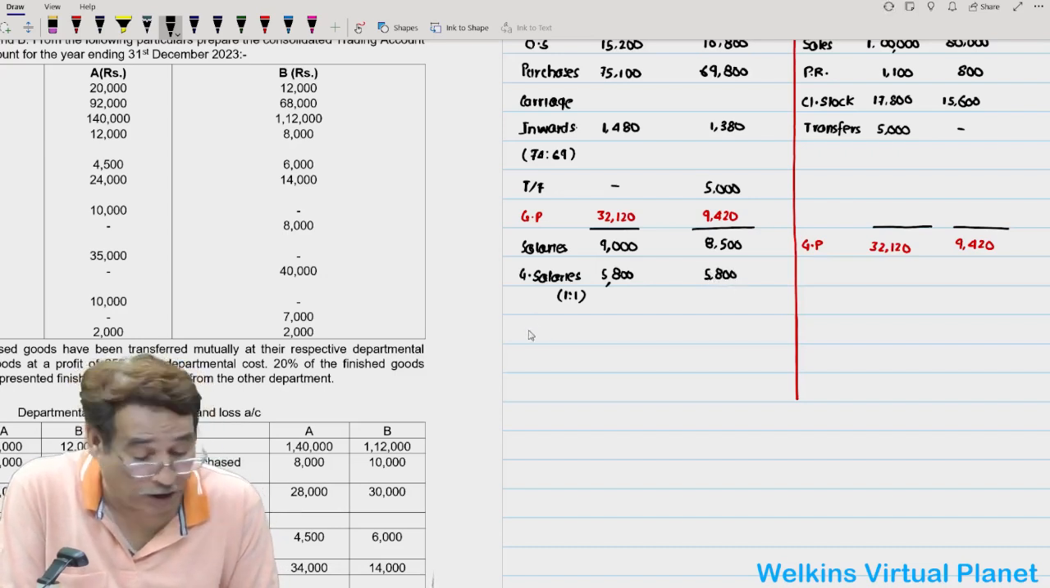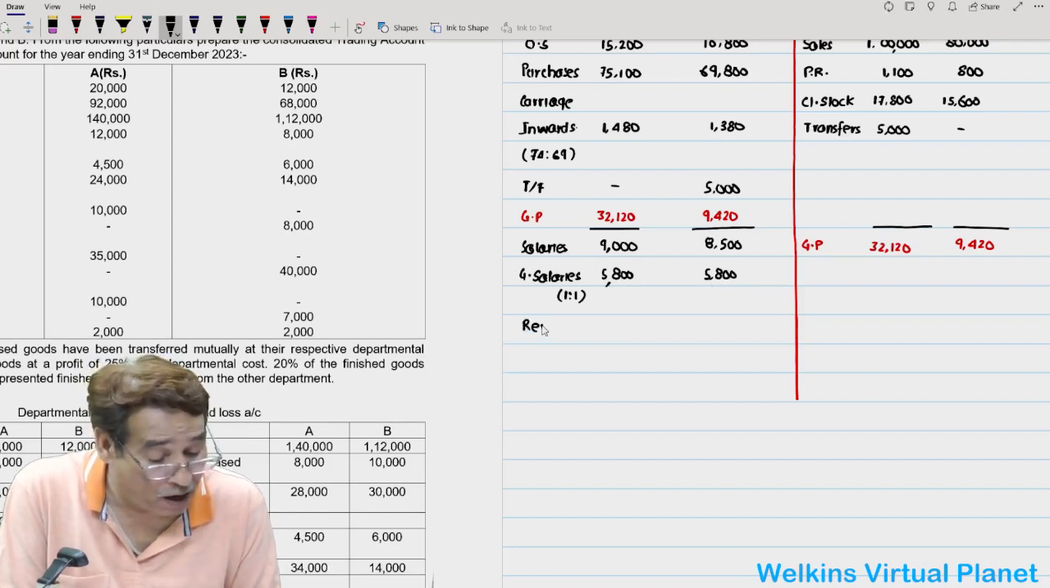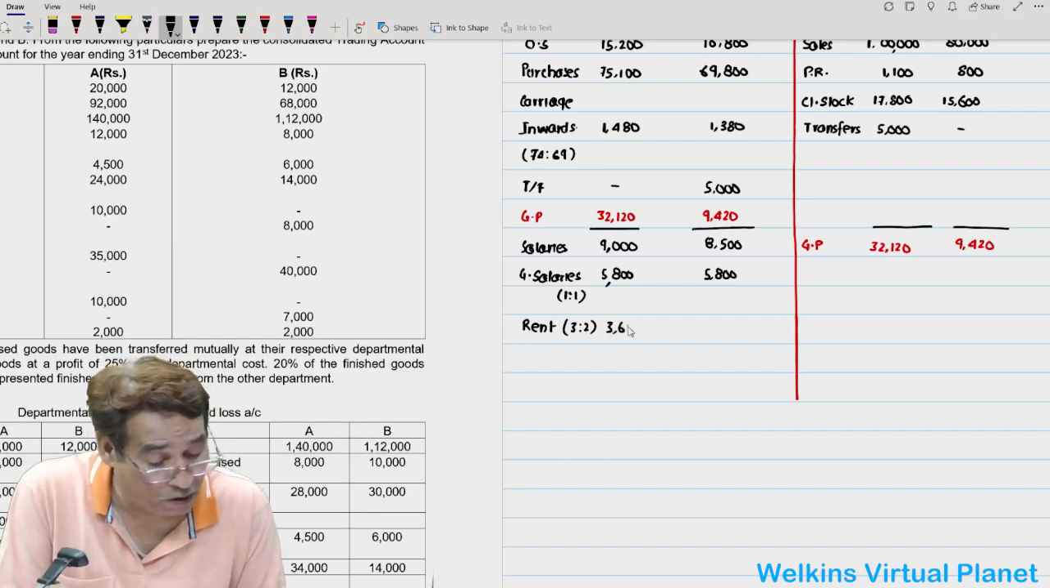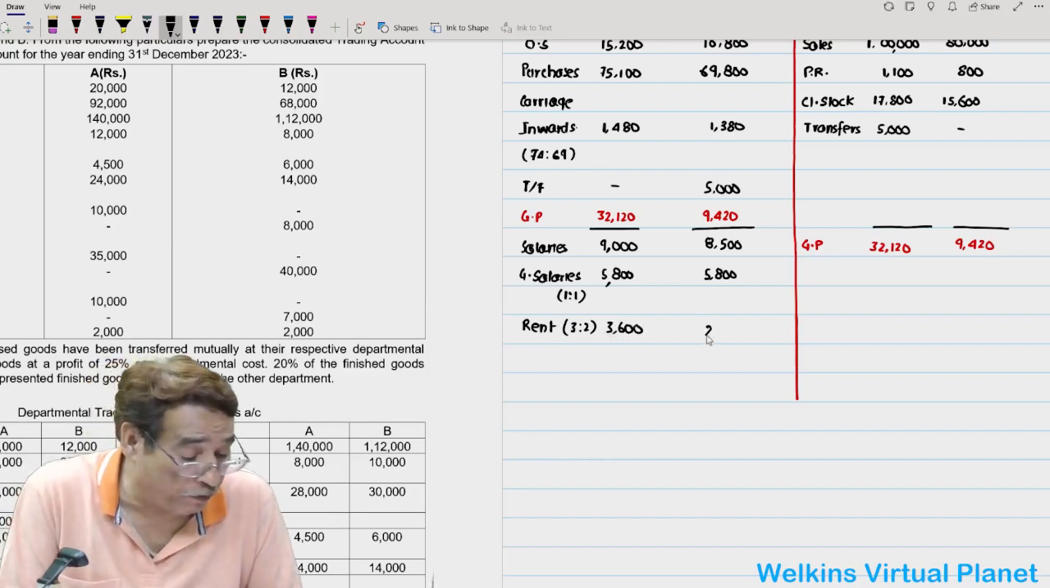Then in this particular question, there is rent, and rent will be divided on the basis of area, that is 3:2. 3,600 and 2,400 will be the respective amounts.